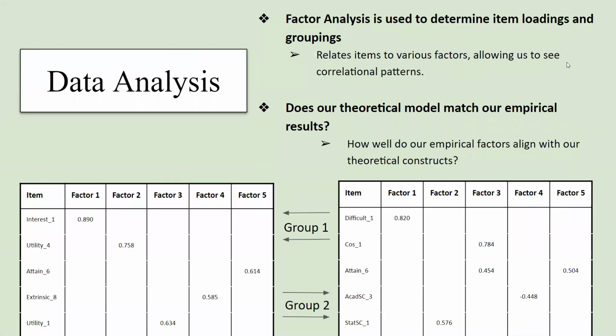So for our data analysis, we performed exploratory factor analysis, which determines item loadings and the amount of factors we should extract from our data. So in this case, factors would be empirical factors, or the amount of factors believed to exist within the data. And item loadings are just the correlational value between that item and their given factor.